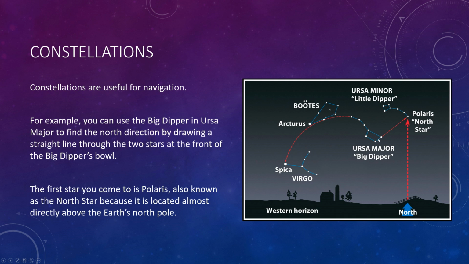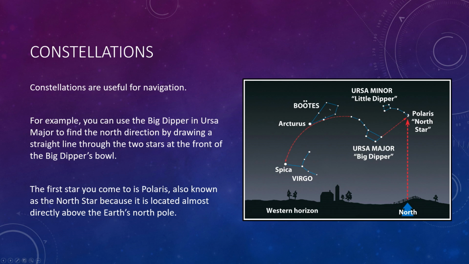If you draw a line through them and then continue that line, the first moderately bright star that you point to will be the star Polaris, which is the North Star. It's called the North Star because it is located almost directly over Earth's North Pole. So if you draw a line from Polaris straight down to the horizon, you will find the north direction. So that's a great navigation tool for us in the Northern Hemisphere.